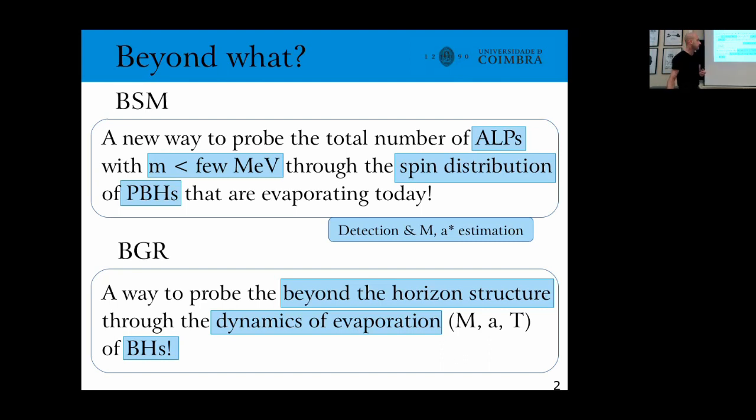Then I will be interested in the detection of such objects and the estimation of their mass and angular momentum throughout the spectrum of photons which they emit. Then beyond what? Beyond general relativity vacuum solution. So the idea is to probe the beyond horizon structure throughout the dynamics of such an object, in the sense of tracking the mass evolution, the temperature evolution, and the spin evolution of this black hole throughout time.